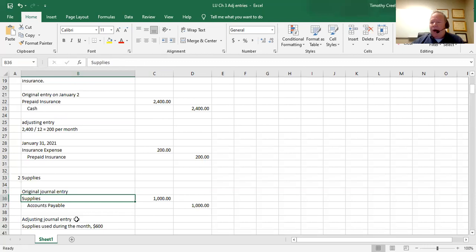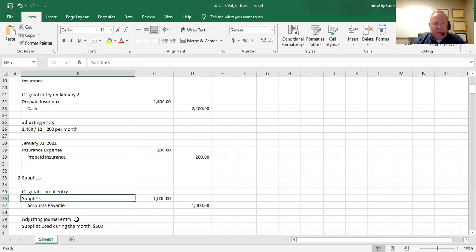And supplies might be office supplies or factory supplies. They're different things that you would buy depending on if it was for the office or for the plant, that you would use to support what you're doing. And so, basically, our original entry, let's say that we purchase $1,000 worth of supplies. And so we purchased $1,000 worth of supplies.